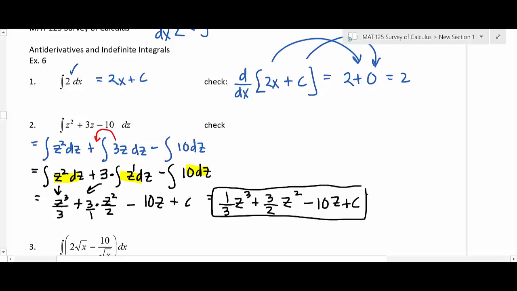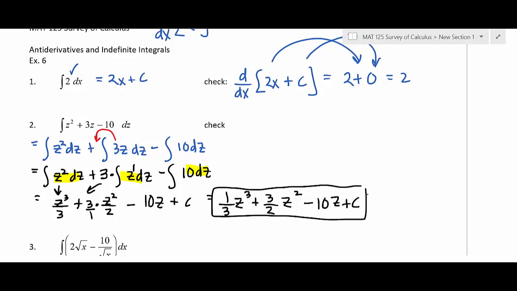So 10 dz, how does that turn into 10z? Because remember, what you're doing is an antiderivative. The idea is, what do you take a derivative of that just gives you 10? If that's a constant, all you do is just tack on the variable. So if you were doing the integral of 5, it would be 5z. But if there's an exponent, you have to use the power rule.